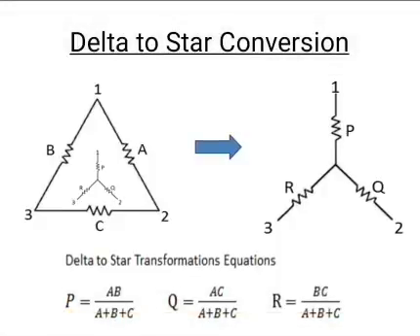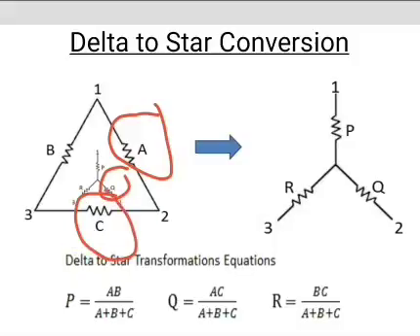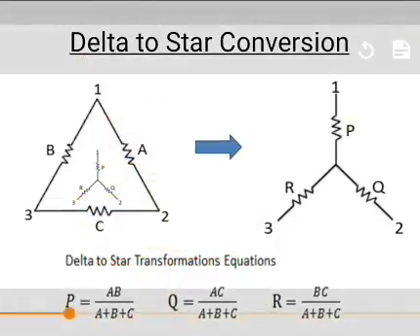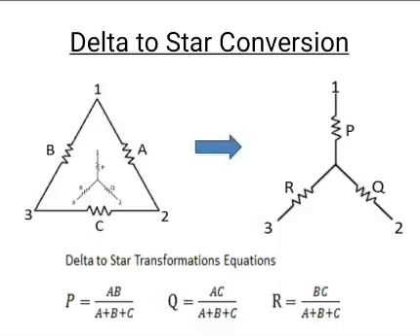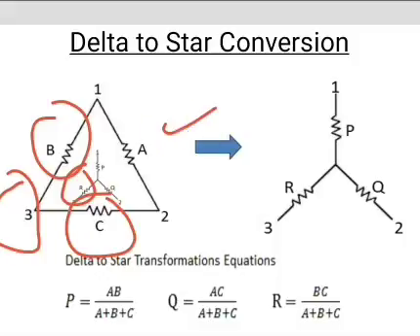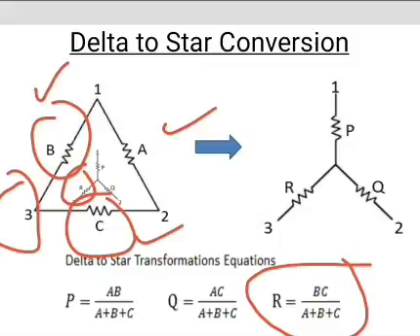Similarly, Q is the product of the resistors A and C connected to terminal 2, divided by the total resistance A plus B plus C. Therefore, Q equals AC divided by A plus B plus C. Similarly, R is the product of resistors B and C connected to terminal 3, divided by the total resistance A plus B plus C. Therefore, R equals BC divided by A plus B plus C.